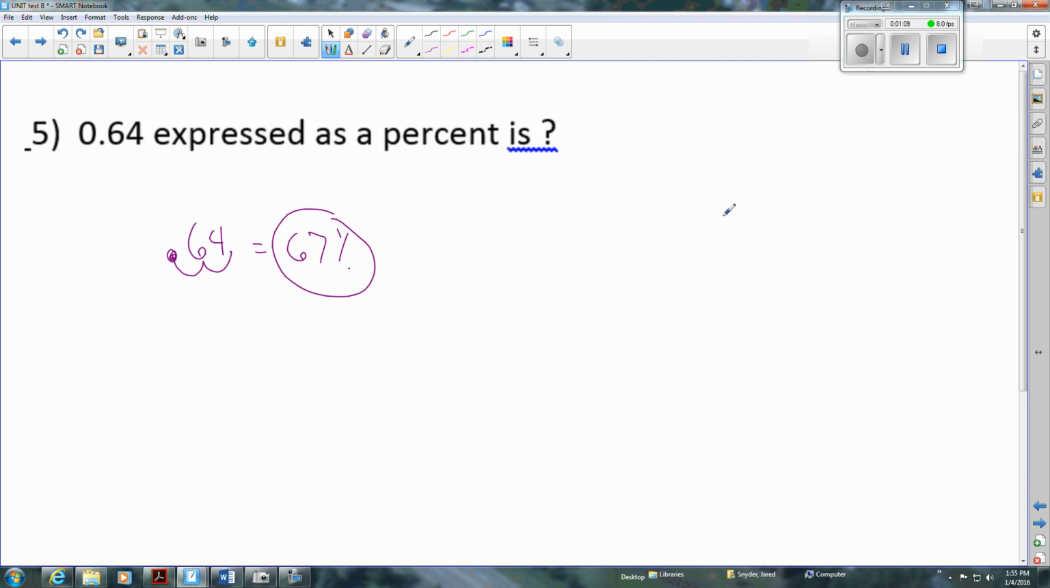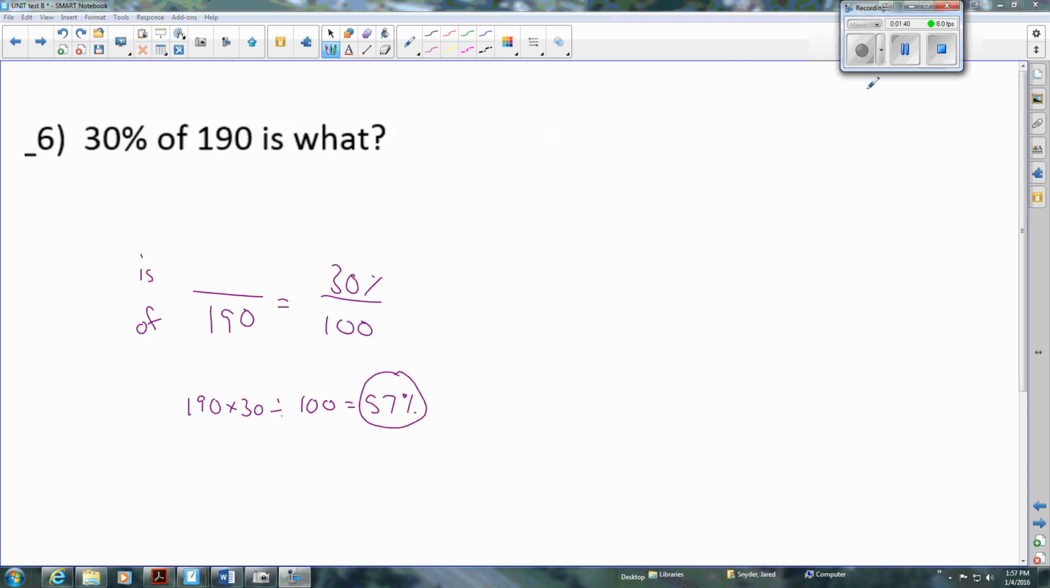0.64 as a percent is what? It's not 0.67. Or excuse me, it's going to end up being 64%. 30% of 190 is what? So we have 30%. We have 190 in the of spot. Crisscross divide, you get 57.